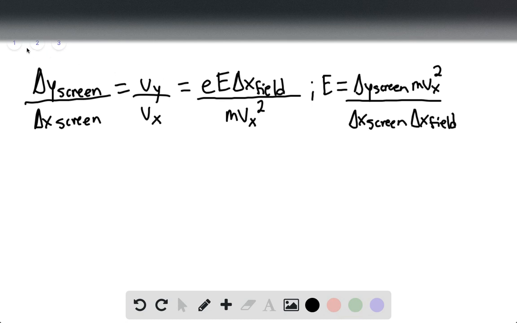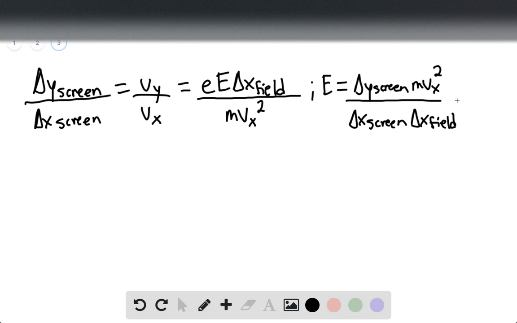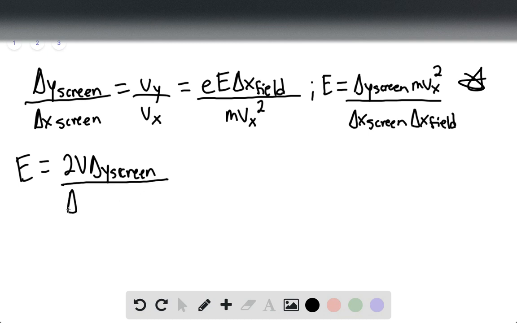Now we're going to have to plug in this equation into this equation. So now we have E equals 2V delta y of the screen divided by, again, delta x of the screen times delta x of the field. And at this point we can solve.